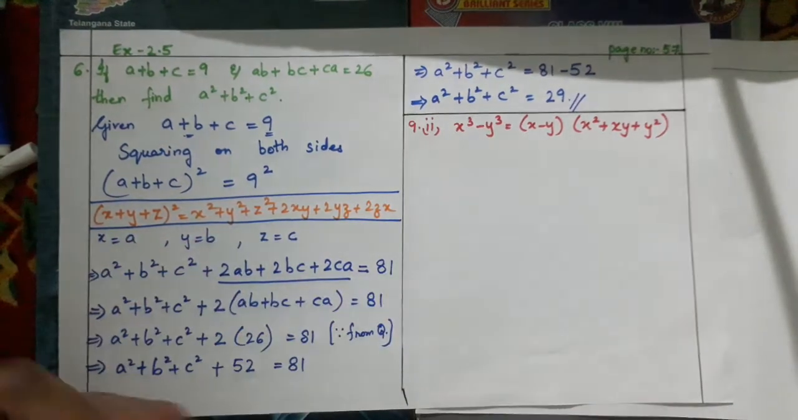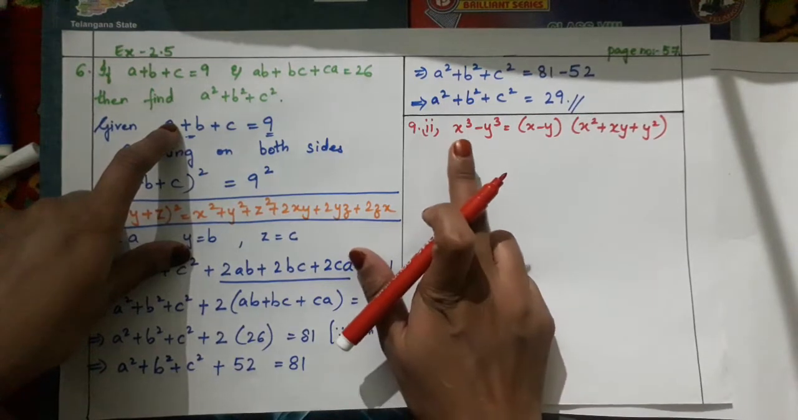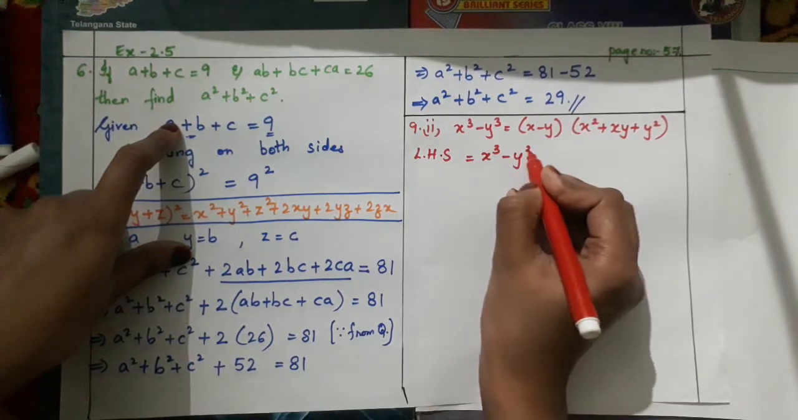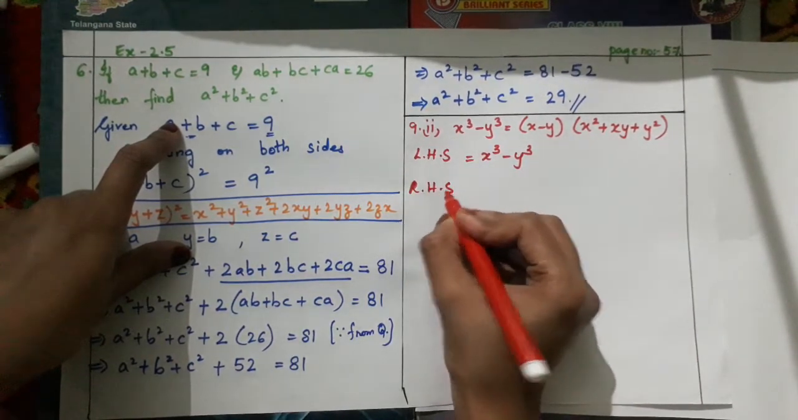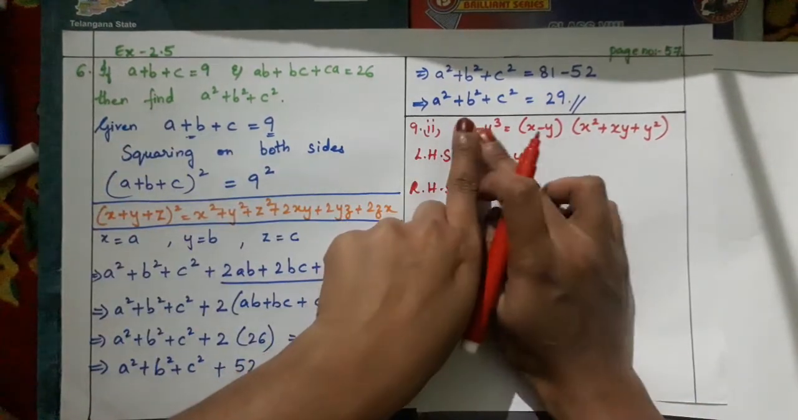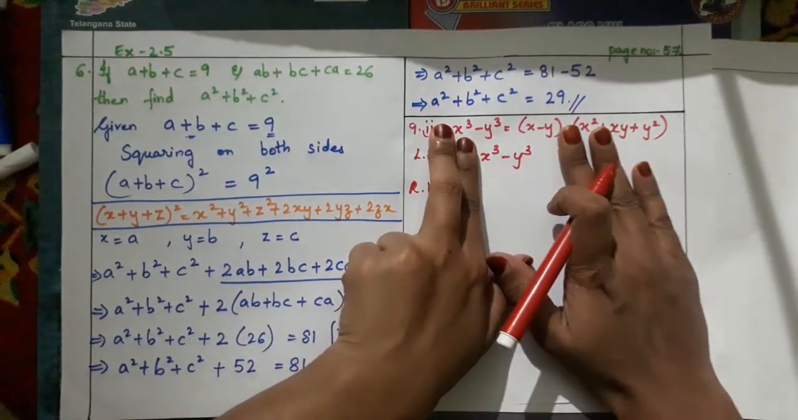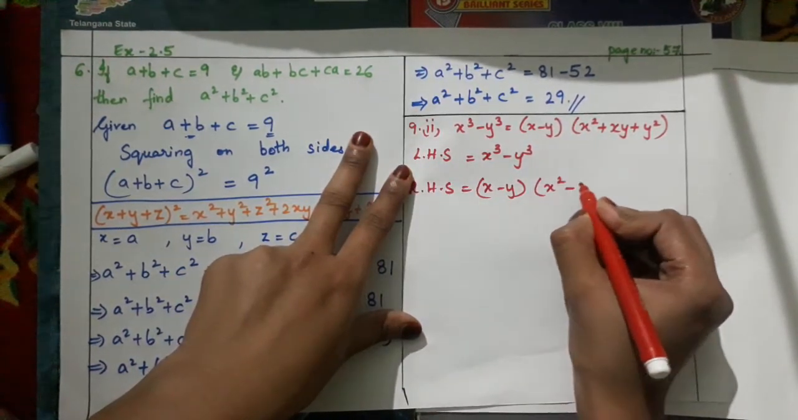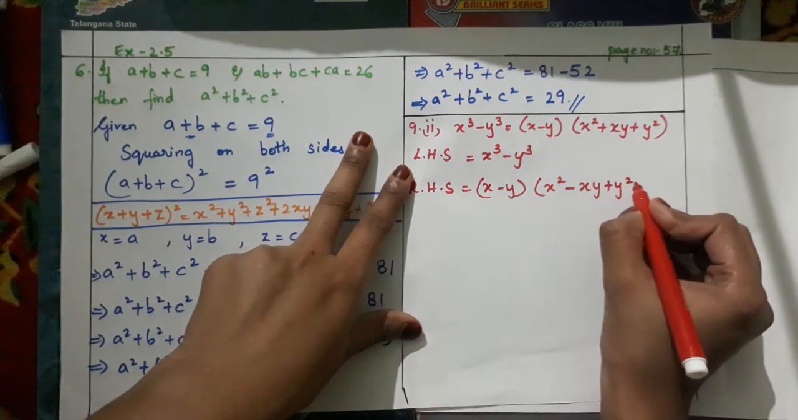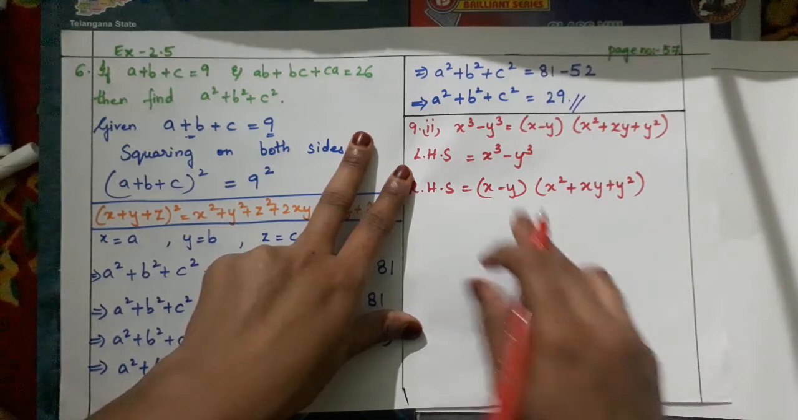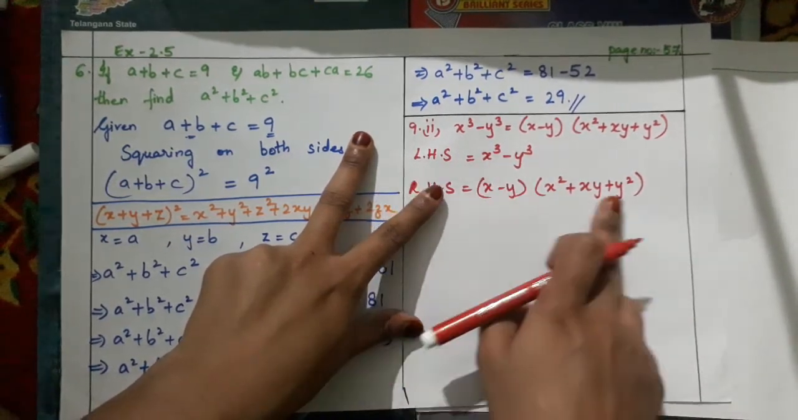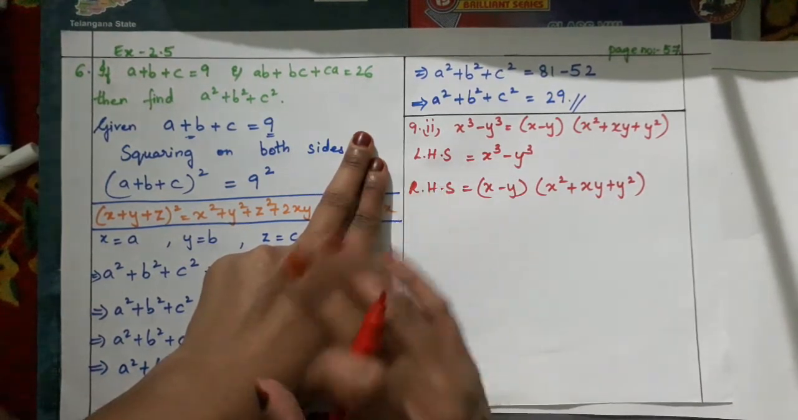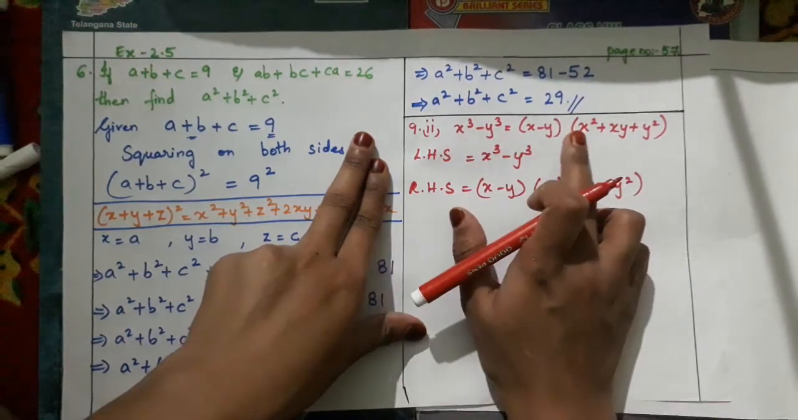Okay. Now they are asking verify. They are saying verify. That means what is LHS, children? LHS is x cube minus y cube. What is RHS? RHS is nothing but x minus y into x square minus xy plus y square. Sorry, it is plus. Now see here, we have to solve RHS and the answer should be LHS, children. That is nothing but verifying. In verification we should get LHS is equal to RHS.